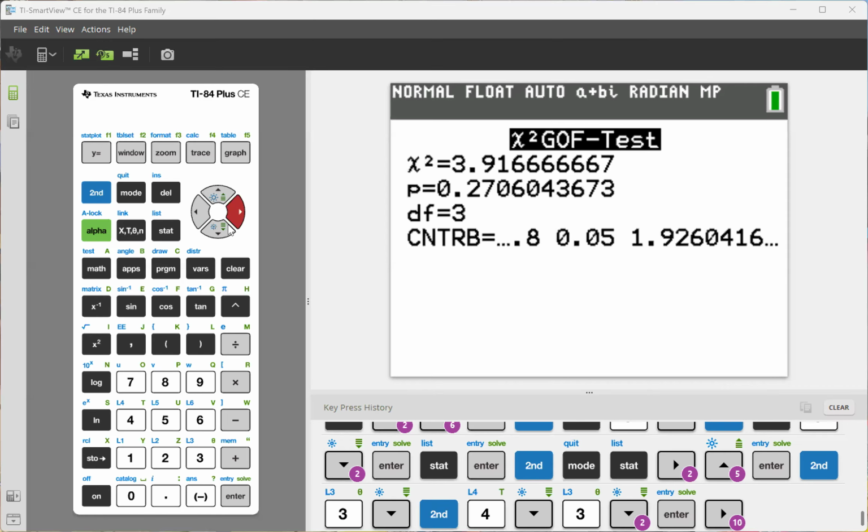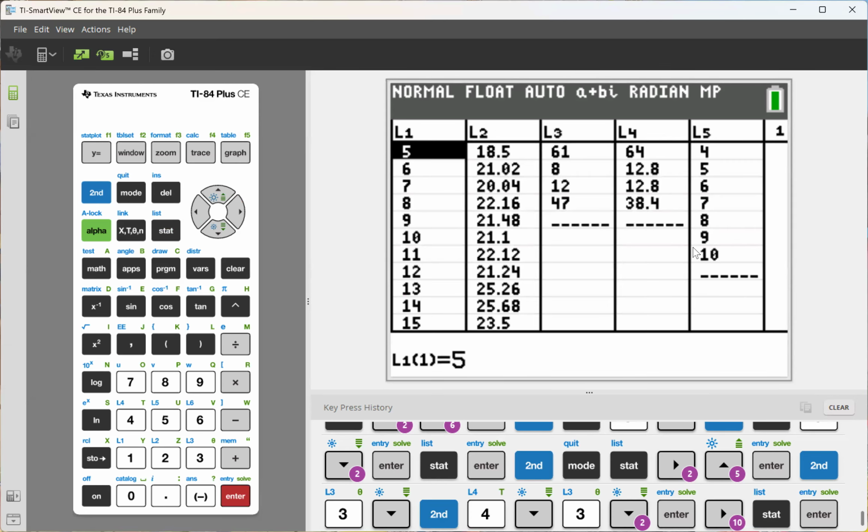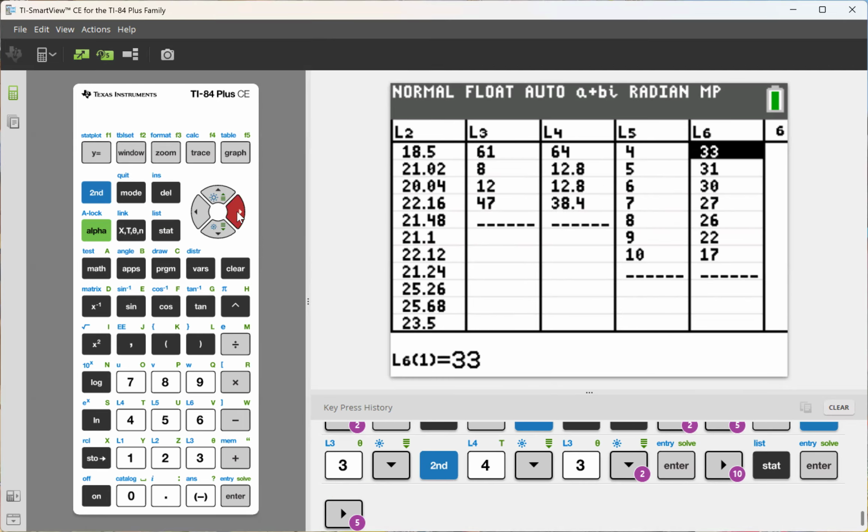And I've already put this data in my list. This should be in L5 and L6. And it is. Let's move over there. There's an arrow over so we can see L6. Okay, so I have the data inputted. So I'm going to run a regression on L5 and L6.